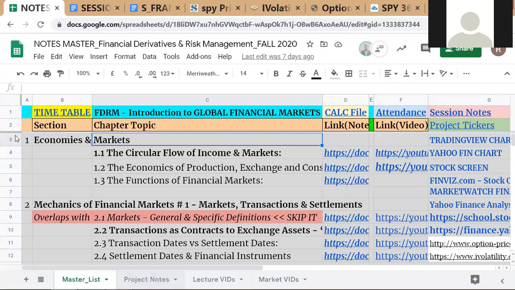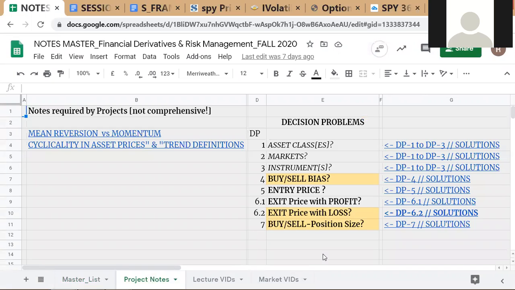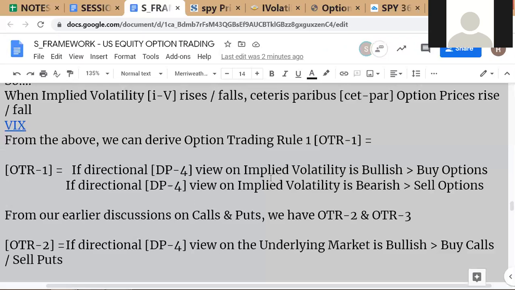We have talked about project notes, which we are carrying over from our previous course, but we are continuing with the same decision problem framework. If you remember, your decision problem 4 was, what should be your buy-sell bias? That's what I'm talking about here. So when you come to option trading, you have the same set of decision problems. The first of these important decision problems you're going to face is DP4. That is, when you look at options, should you be a buyer of options or a seller of options?